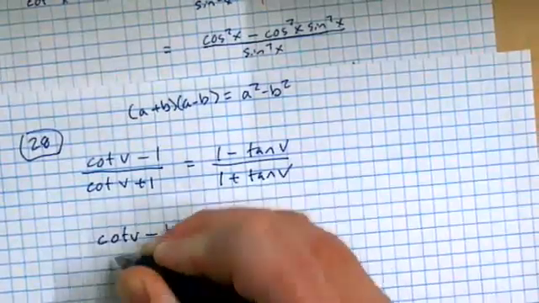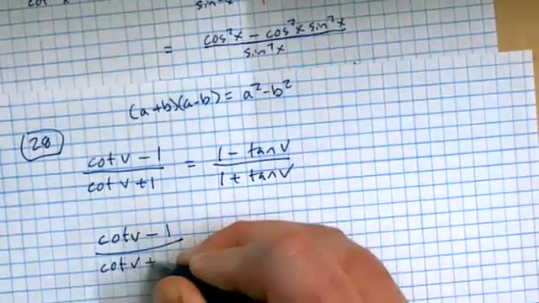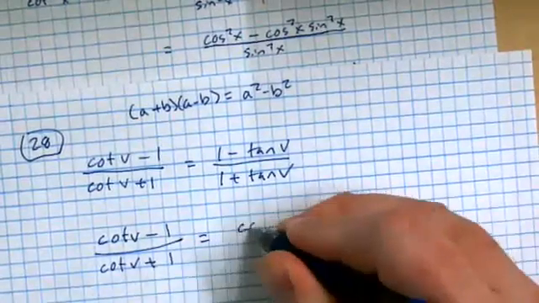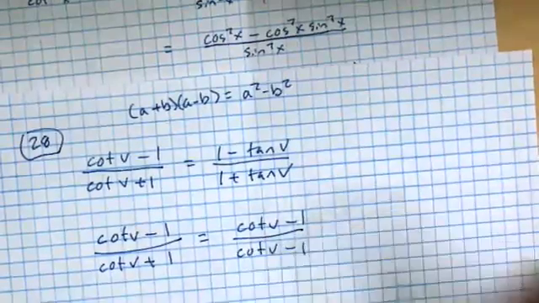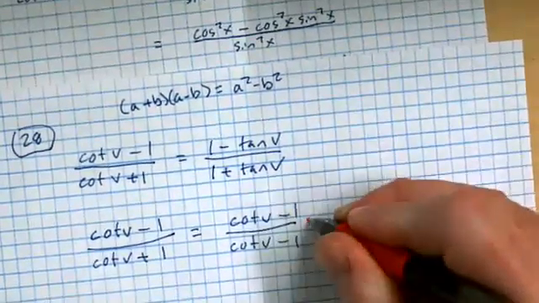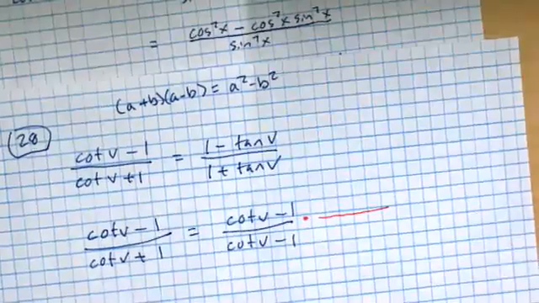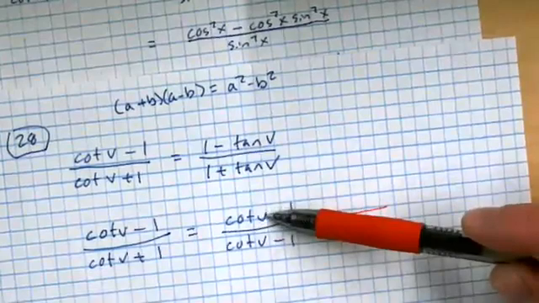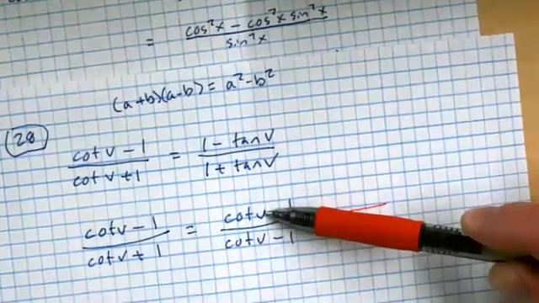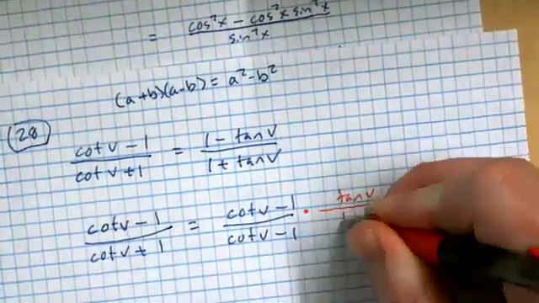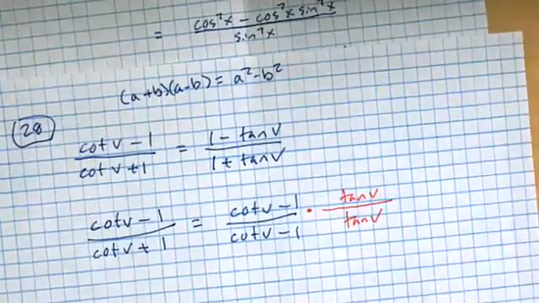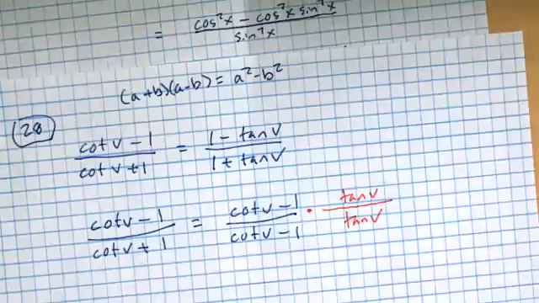So cotangent v minus 1. It really doesn't matter which side we start on. I would probably multiply by a fancy version of 1. I can turn this into a 1 by just multiplying it by its reciprocal function, which is tangent, right? So I'm going to multiply by tangent over tangent. I did not see this coming, but it's totally going to work. I'll write out one more step.